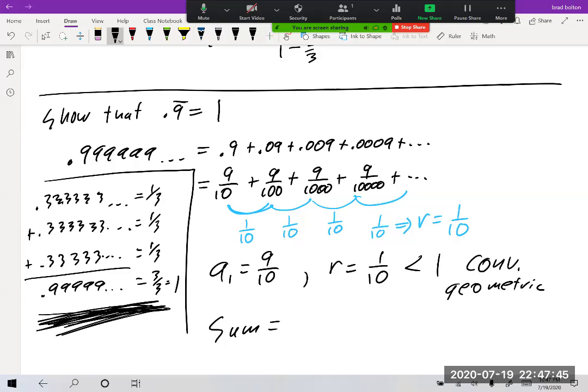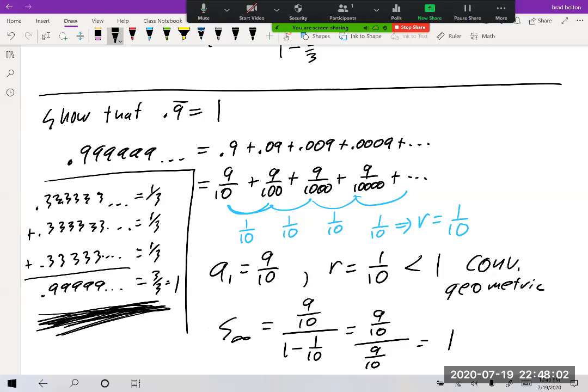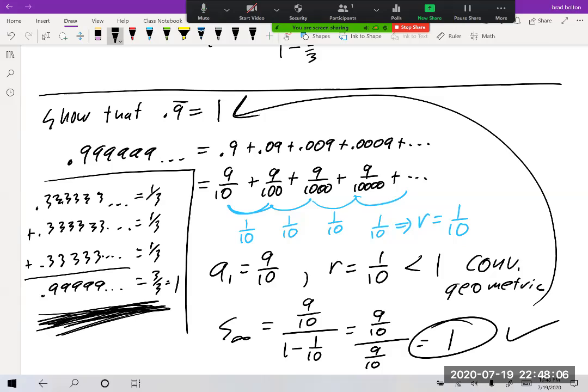And that value, and let me do it fancy. Let's do the S infinity like your book does. S sub infinity. So this is the infinite sum. We're going to say a sub 1, which is 9/10, divided by 1 minus 1/10, which would be 9/10 divided by 9/10, which is equal to 1, which is what we wanted to show. So this is a way that you can do this problem. For any repeating decimal, you can do this if asked.